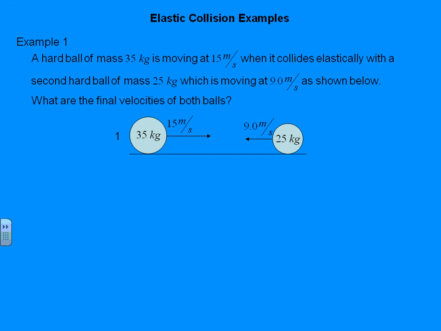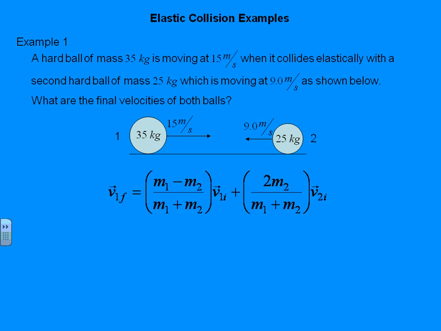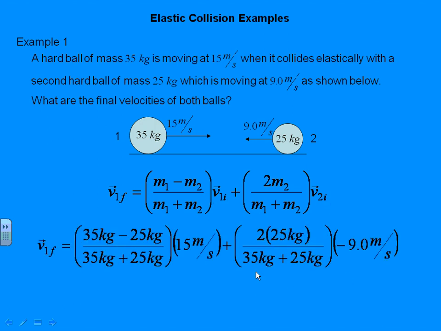If we call this object 1 and this object 2, then the final velocity of object 1, the velocity after the collision, would be equal to (m1 minus m2) over (m1 plus m2) times v1i, plus 2m2 over (m1 plus m2) times v2i. And basically, we just need to plug everything in and be careful about where we plug things. Also remember that these are vector velocities. Why is that important? Because since they're traveling in opposite directions, if we define the 15 meters per second as a positive velocity, then the 9 meters per second must be a negative.